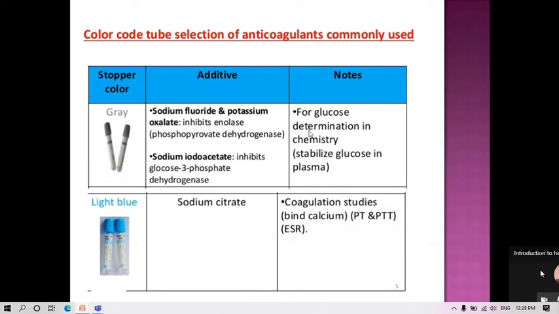So when you are sitting in your clinics and you want to rule out any coagulation disorder or bleeding disorder, or the patient might be going for surgery, and you want to know the PT level, prothrombin time level, so that the patient might not keep on bleeding inside, in those scenarios the blood sample will be collected in the light blue cap tubes or vials which contain trisodium citrate.